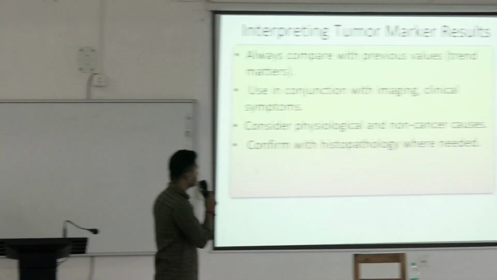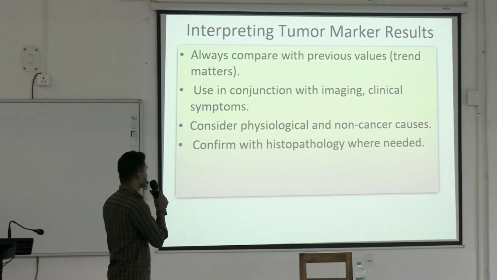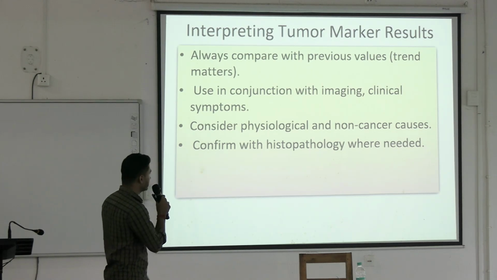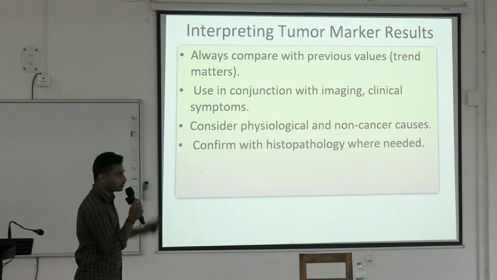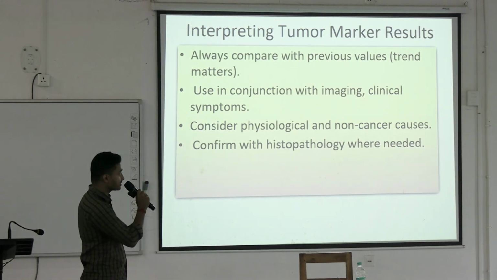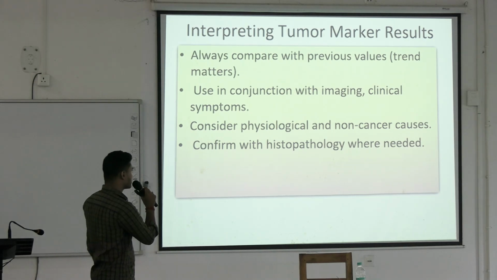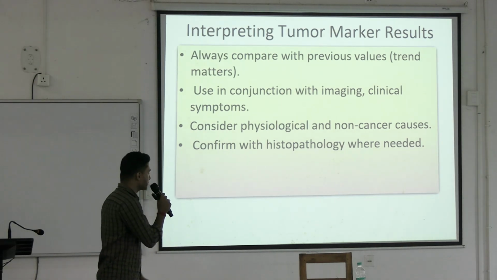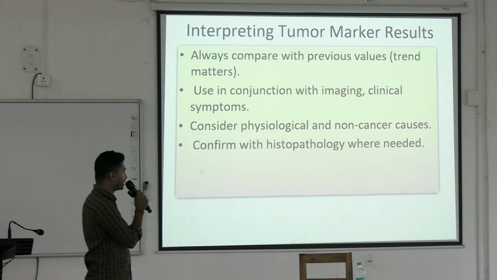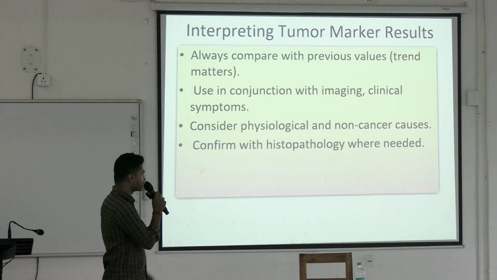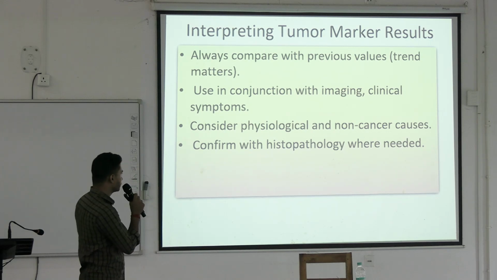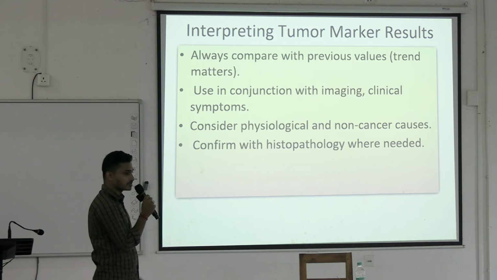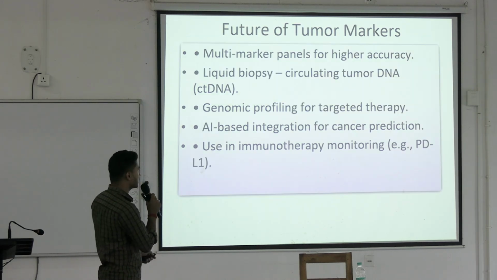And now, how should we interpret tumor marker results? We should always compare with the previous values, and should always use them in conjunction with imaging and clinical symptoms. And we should also consider physiological and non-cancerous causes, because, as I said earlier, tumor markers may be elevated in non-cancerous conditions, so we should always confirm with histopathology where needed.